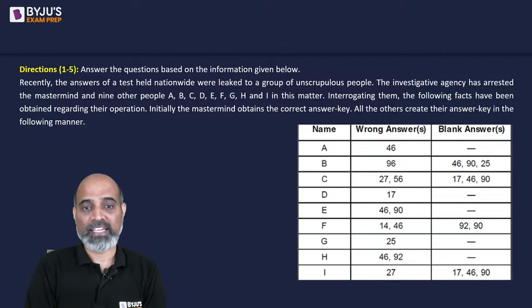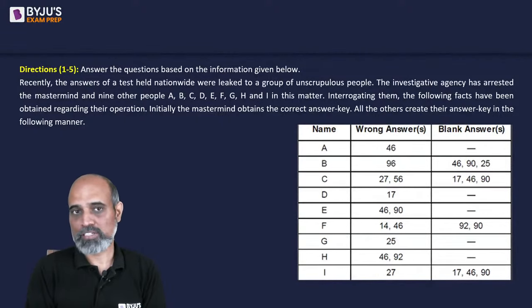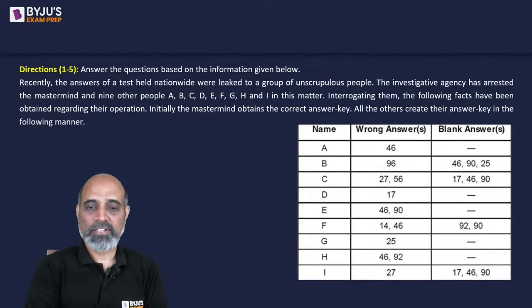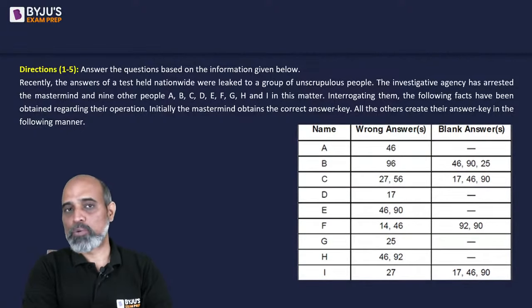So, the table is given. We have names A to I, the first column. The second column is about wrong answer or answers. So, they made those wrong answers. And then we have this blank answers column, where there are some dashes, which means there are no blank answers, and then there are certain numbers which say that these are the blank answers. Okay, right now we have no idea what this table is about.